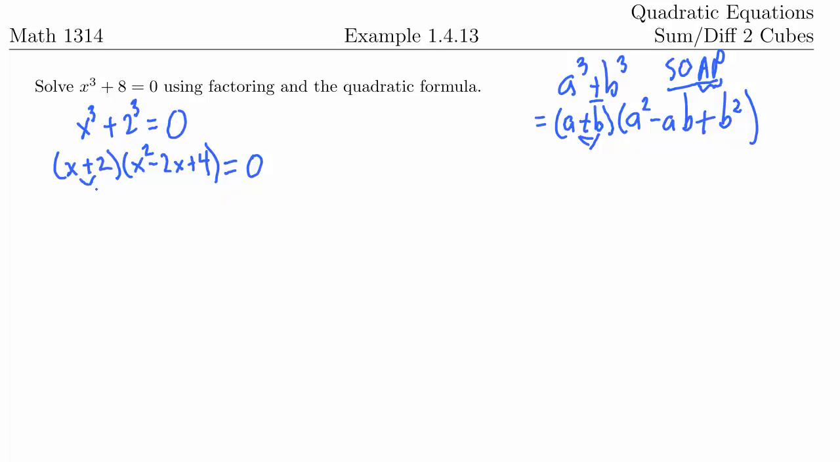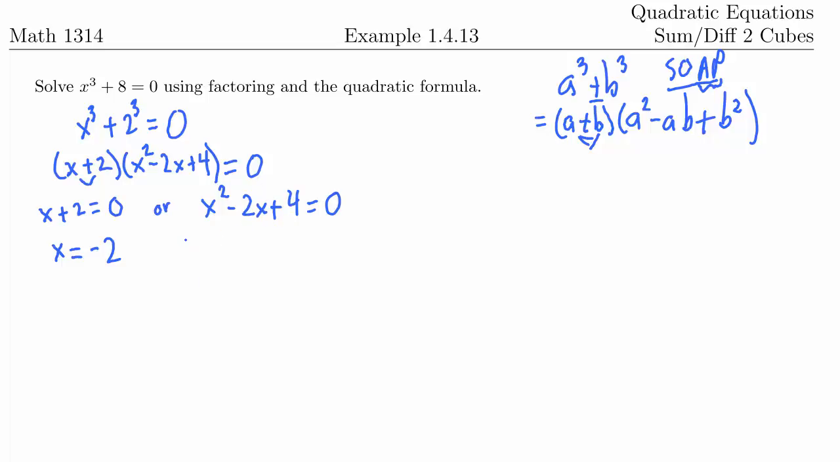Now I need to use the zero factor property. So x plus 2 equals 0, or x squared minus 2x plus 4 is equal to 0. So subtract 2 from both sides, that gives me x equals negative 2. And here I have to use the quadratic formula because this is guaranteed not to factor.